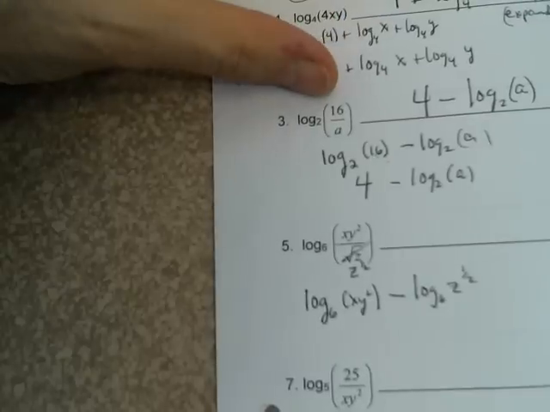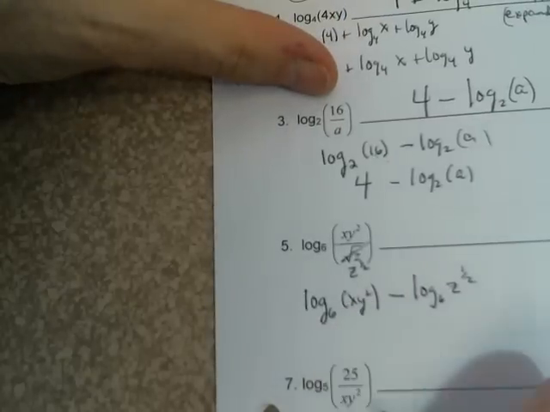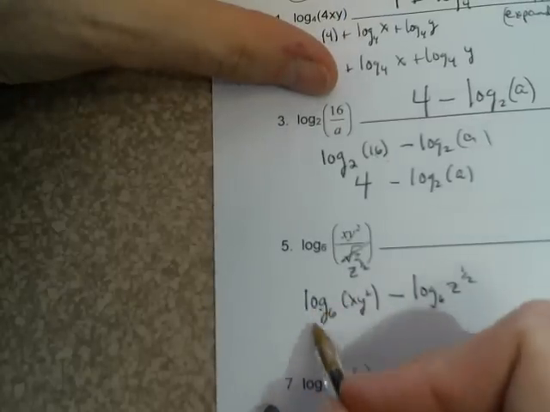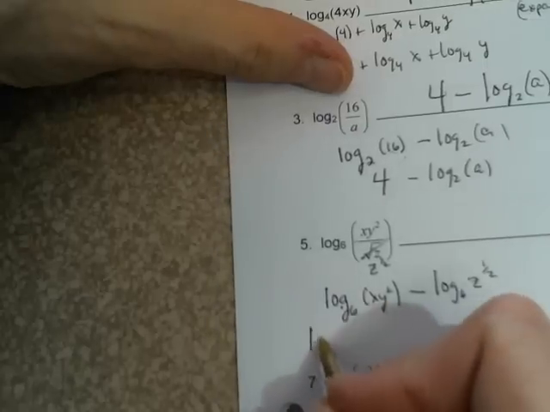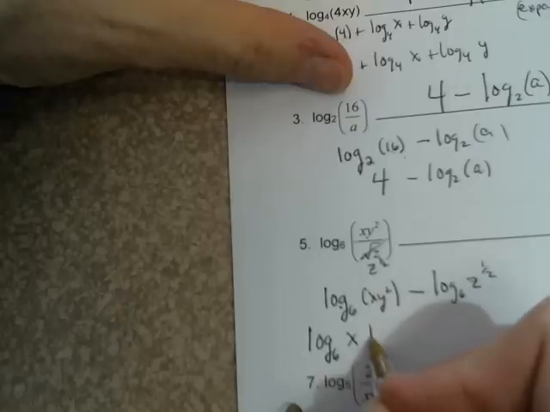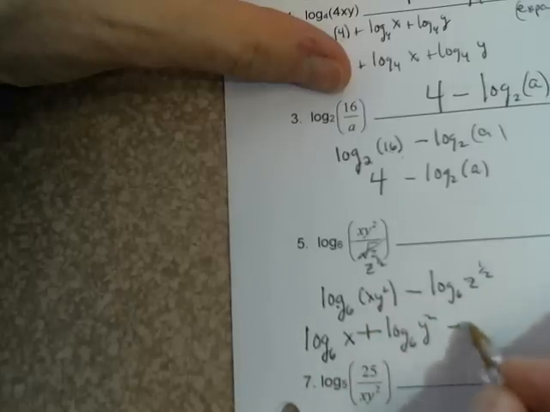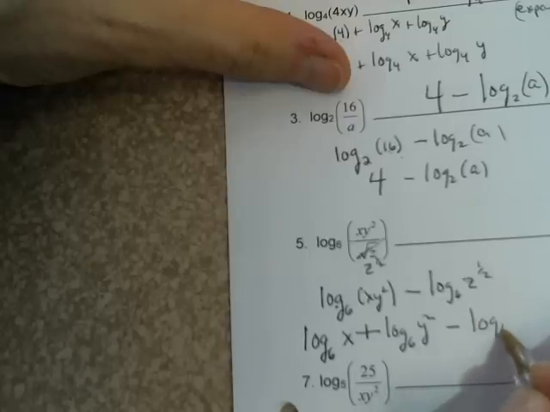The next step we're going to take is to use that product rule because we have a product here, x times y squared. And this one log breaks into two logs. The first one will be the log base 6 of x, and the second one, because this is a product, we're going to add to that the log base 6 of y squared. And then at the end, we're going to tack along the log base 6 of z to the 1/2.